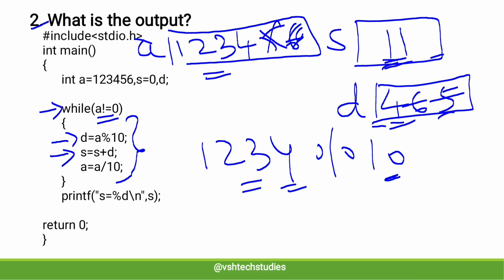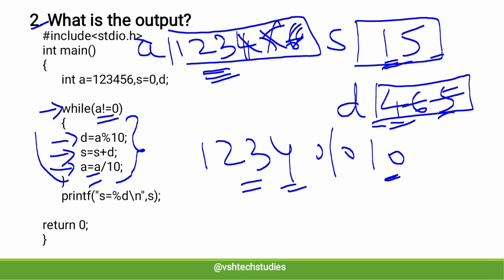So now S is made 15, because 11 plus 4 is 15. Next, third instruction, A equal to A divided by 10. So A is 1234 divided by 10, which means 123.4. The 0.4 is taken out and only 123 is saved, because A is integer type. So all three instructions are over.